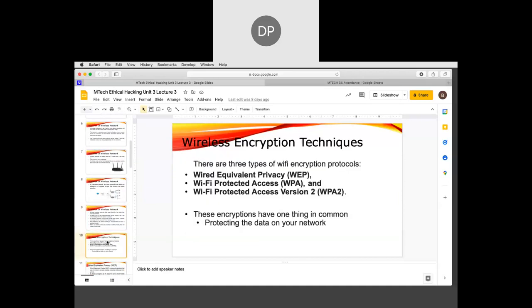So now come to wireless encryption techniques. There are three types of Wi-Fi encryption protocols: Wired Equivalent Privacy (WEP), Wi-Fi Protected Access (WPA), and Wi-Fi Protected Access version 2 (WPA2).